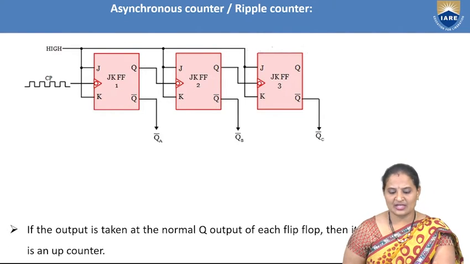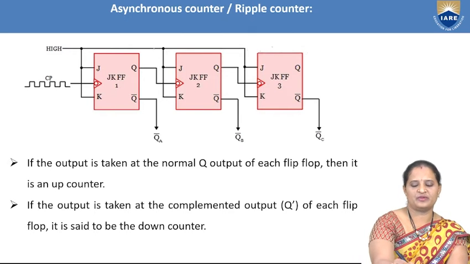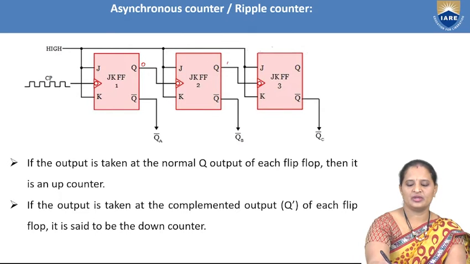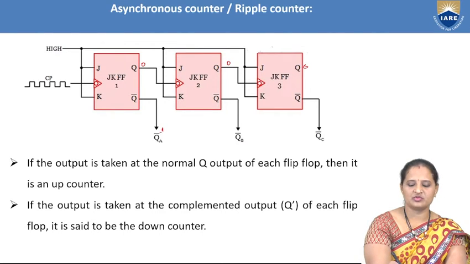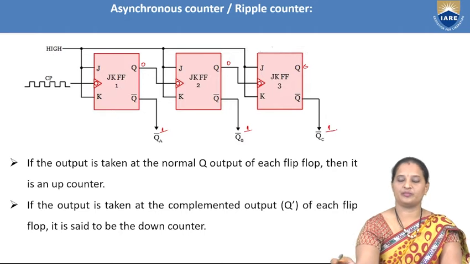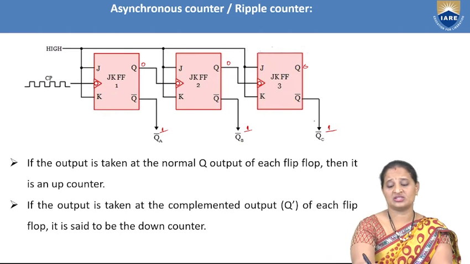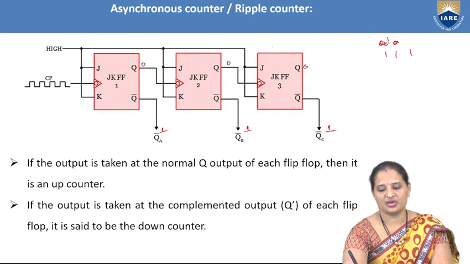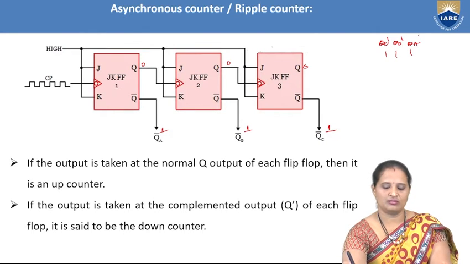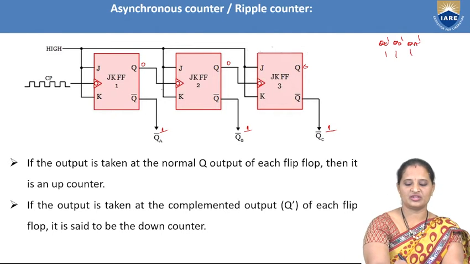Initially let us consider the flip-flops reset, 0 0 0. So what does QA complement become? 1 1 1. If QA is 0, QA complement becomes 1. That is how the initial state was 1 1 1. So this is QC complement, QB complement, QA complement. Now let us see what happens during the first negative edge of the clock.